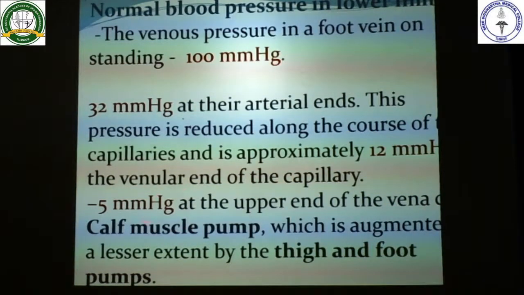And then minus 5 millimeters of mercury at the upper end of the vena cava. When it enters into the vena cava, actually it's a negative pressure. Then the calf muscle pump, which is augmented to a lesser extent by the thigh and the foot pumps.